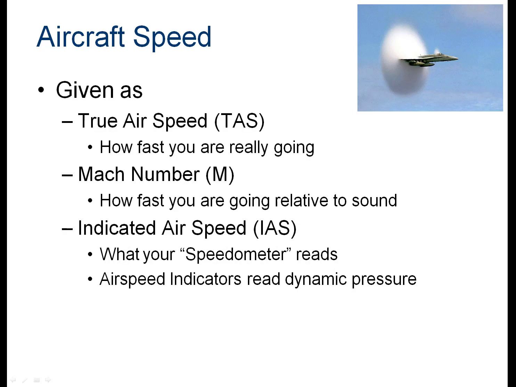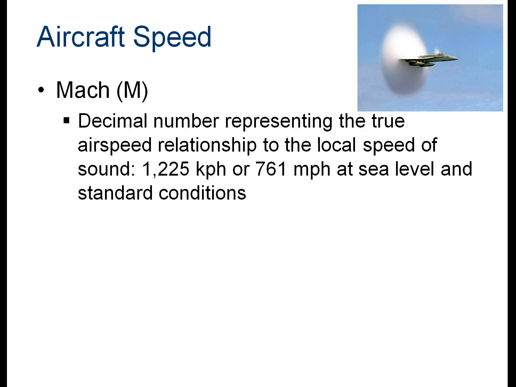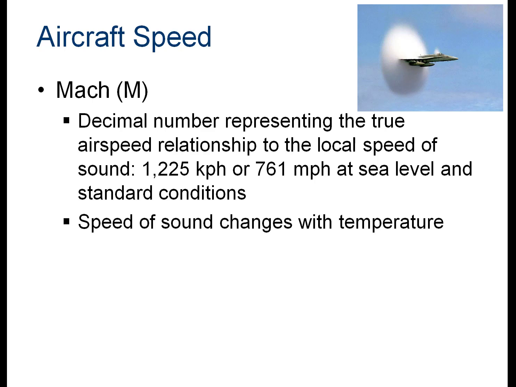So that Mach number is a decimal representation of the true speed of sound in that air mass. If I say I'm going Mach 1.0, it means I'm going as fast as the speed of sound. That speed of sound at sea level is 761 miles an hour. So it takes that variability of what my indicated airspeed is out of the equation.